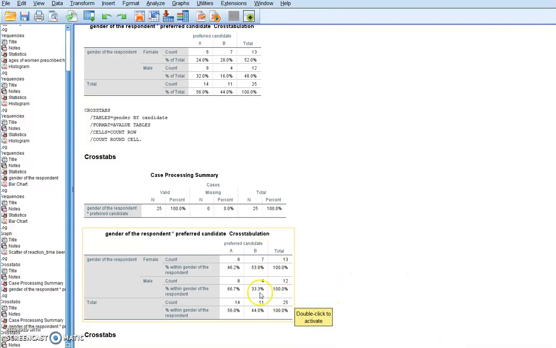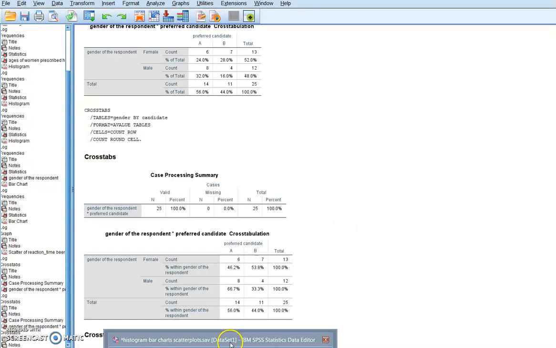Similarly, out of 100% of this male, 66.7% of the male would prefer A. 33.3% of the male would prefer B. Okay, so that is what you can get if you set the row percentage as the percentage that you checked.